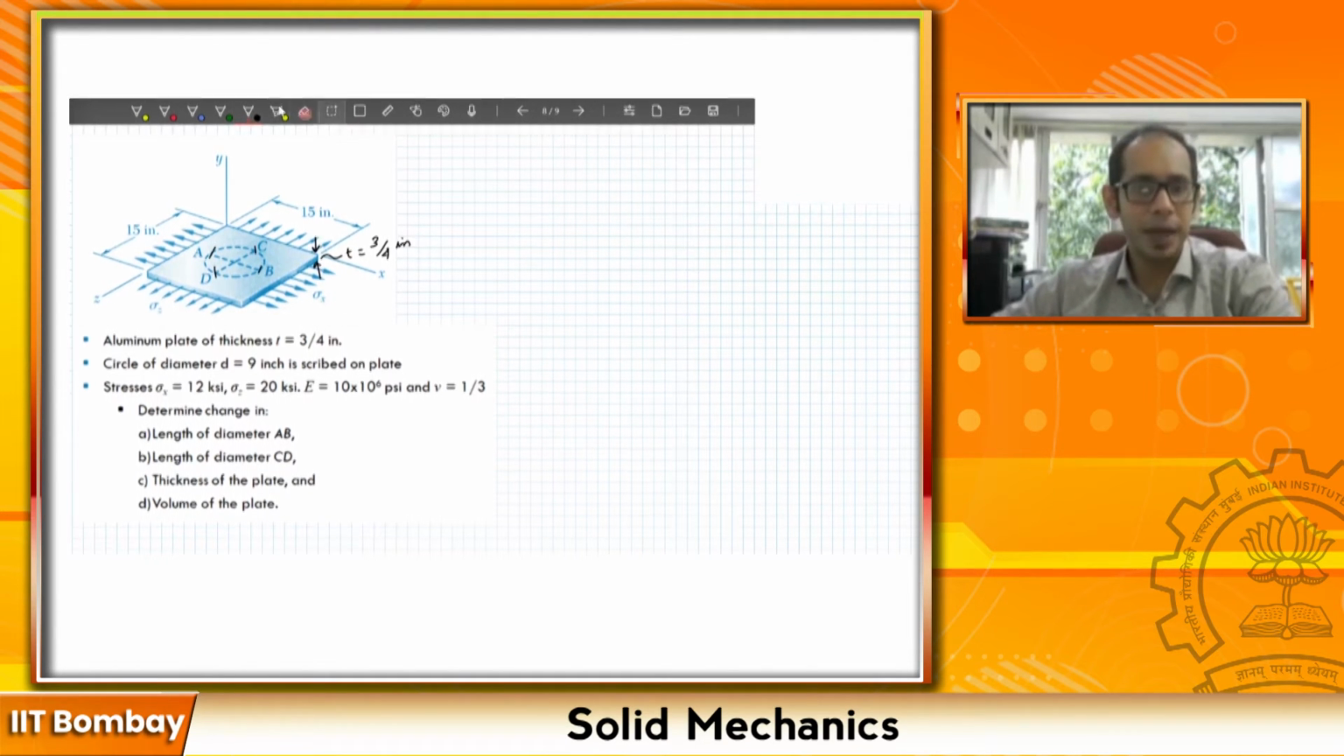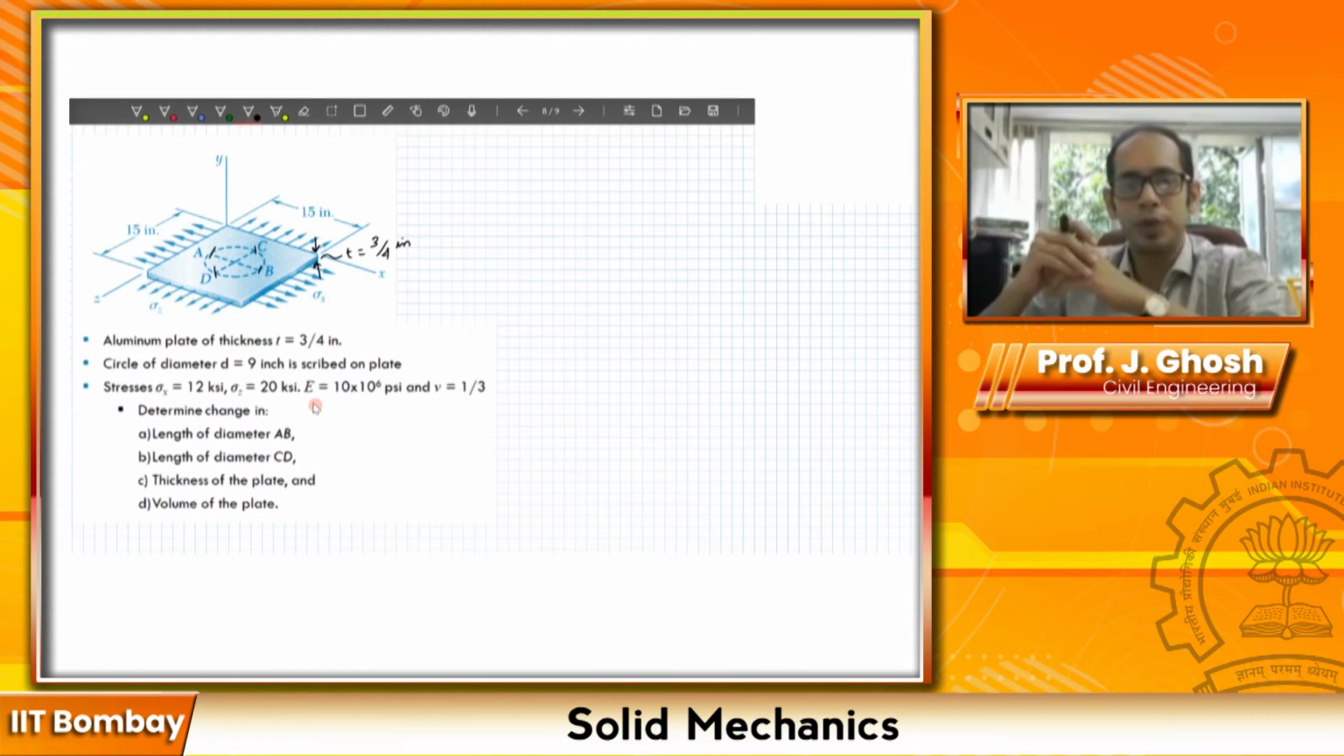You're given the stresses acting along the x direction, so sigma x, and to balance it out you must have sigma x on the other side as well. So you have sigma x along the x direction, which is 12 ksi, kilopounds per square inch. And along the z direction you have sigma z, which is 20 ksi. Also given is some other information: the Young's modulus E and the Poisson's ratio mu, which is 1/3 or 0.33. So I hope the system is clear. We have a plate on which we are applying stresses along the x direction and along the z direction, with no stresses along the y direction.